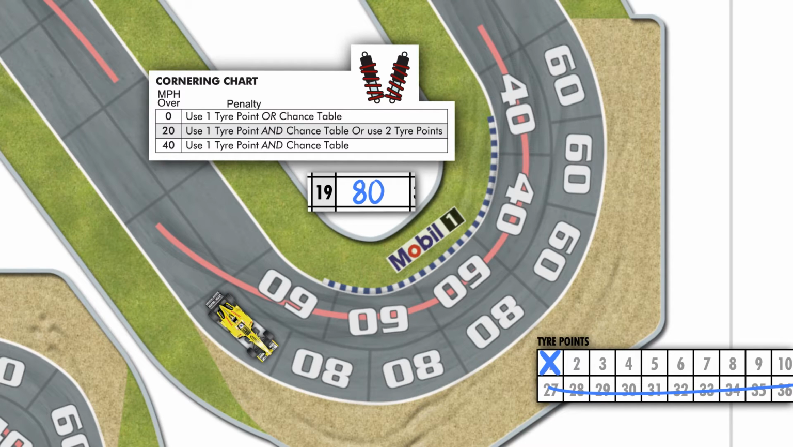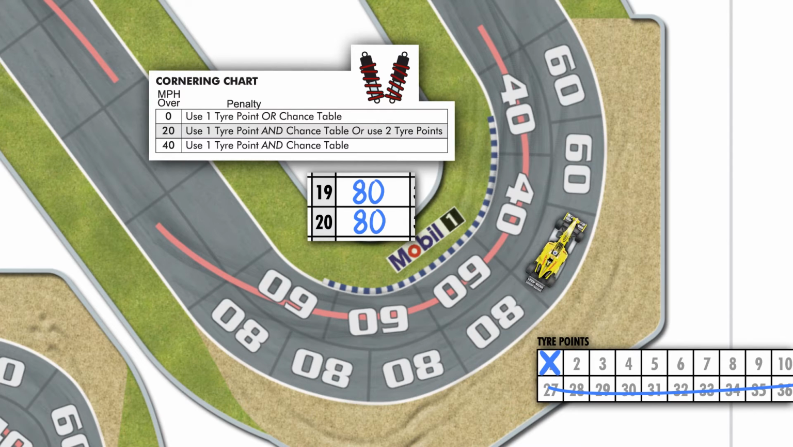In the next game turn, the driver chooses to maintain 80 miles per hour. He already paid the tire point upon entering the corner, so may continue moving without penalty. That is, until he reaches this 60 mile per hour space. Because it is a slower speed, the driver must use the cornering chart again. This time he is 20 miles per hour over the limit. His options are to spend a tire point and risk the chance table, or spend 2 precious tire points. He again spends the tire points. If no points remain, a driver must use the chance table.